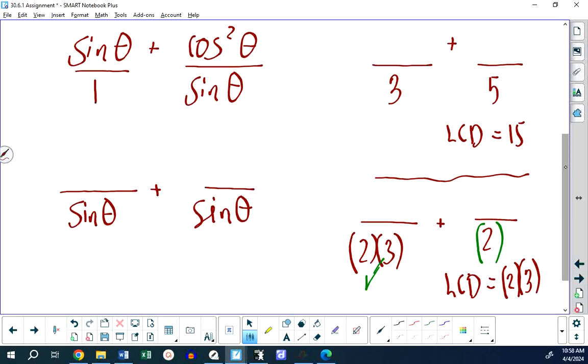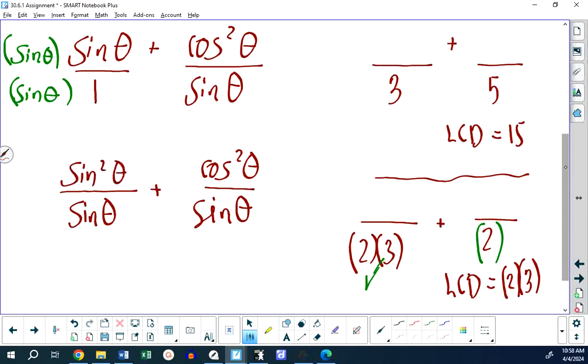Okay. When I look up here, the second fraction is already over sine of theta. It's already the right version of itself. But the first fraction is only over 1, so to get it to be over sine of theta, I need to multiply the top and the bottom of this expression by sine of theta. So I get sine squared of theta on the top over sine of theta.